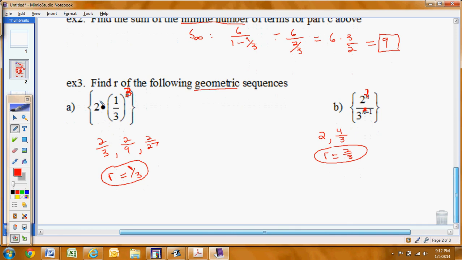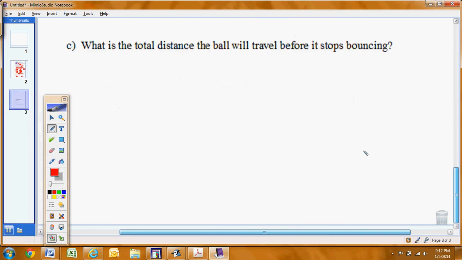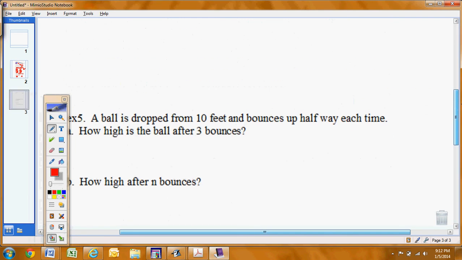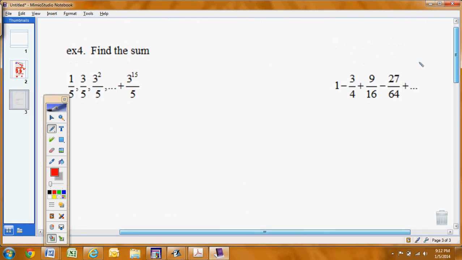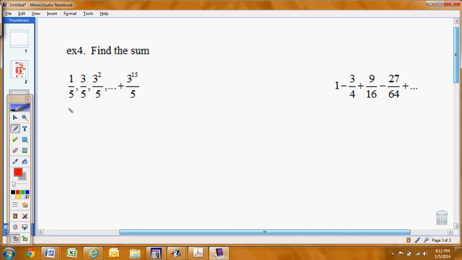All right, let's go to the next page. Go to the back side of this thing. I don't know how to do this really well, so bear with me. All the way up to the top. All right, find the sum. Oh, my favorite. All right, we have a sum formula. Pretty easy sum formula. We just have to use that sum formula.